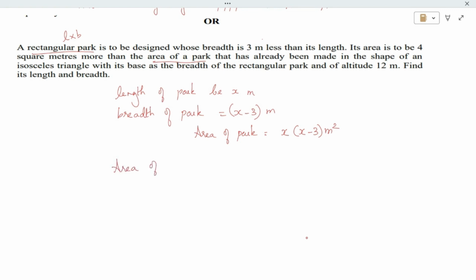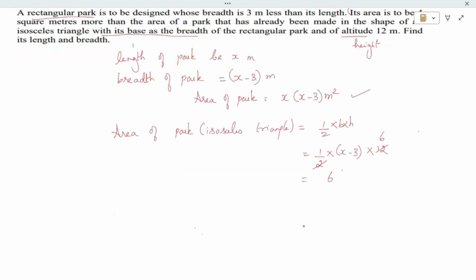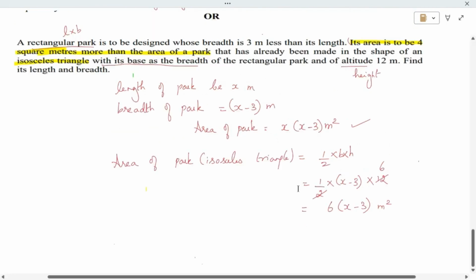So first let me find the area of the park which is in the shape of an isosceles triangle. Okay, so what is the area of a triangle? That is half into base into height. Height is nothing but the altitude. So they have already given us its base as the breadth of the rectangular park. So base, I can just substitute the breadth of the rectangular park, which is x minus 3. And the altitude, which is nothing but the height, is given as 12 meter, isn't it? So if I just cancel 2 and 12, I'm going to get 6. So the area of the park in the shape of an isosceles triangle is going to be 6 into (x minus 3) meter square.